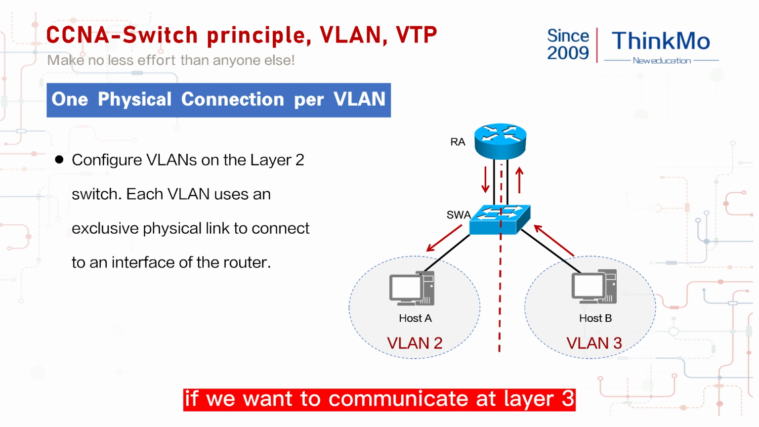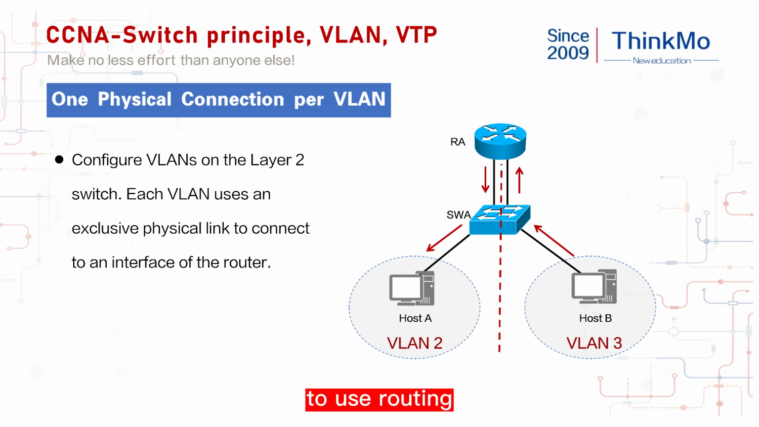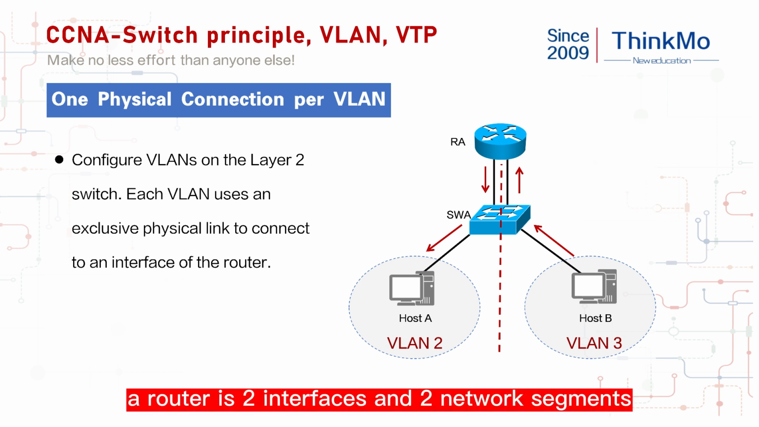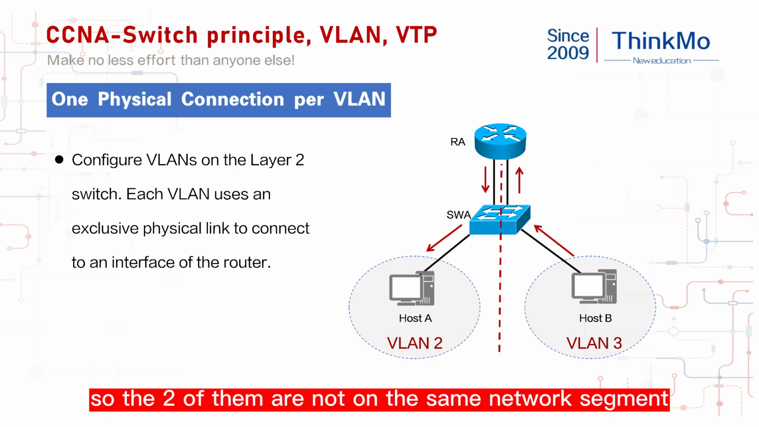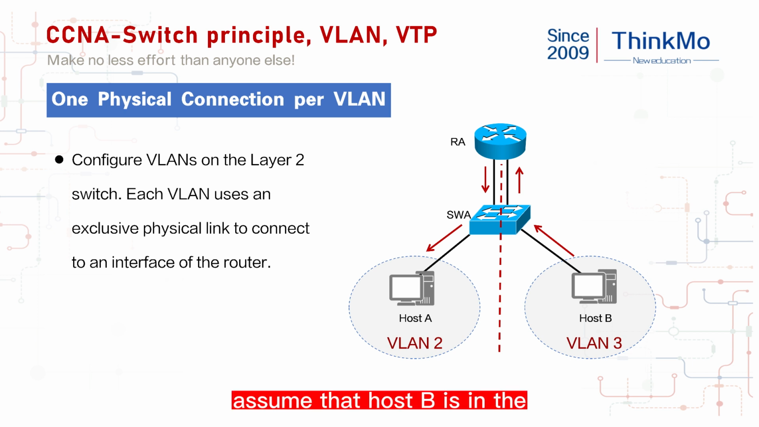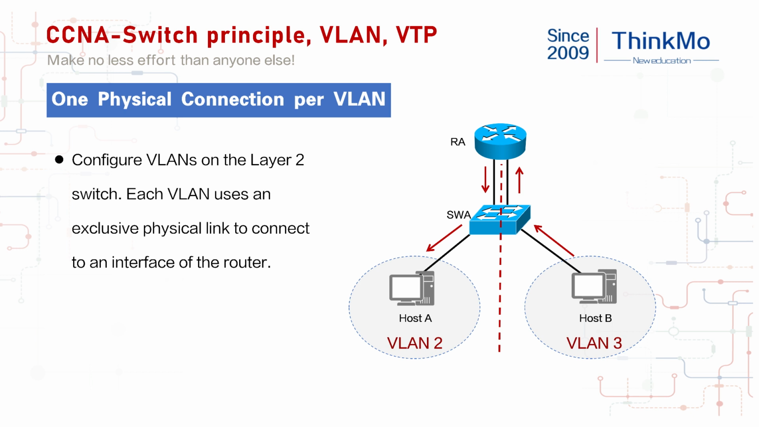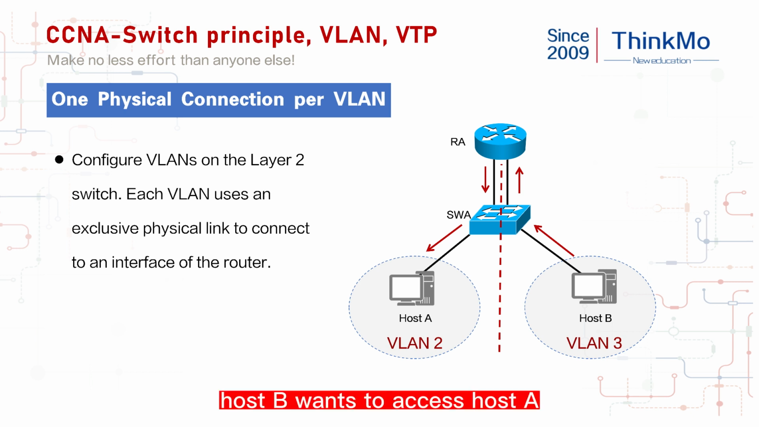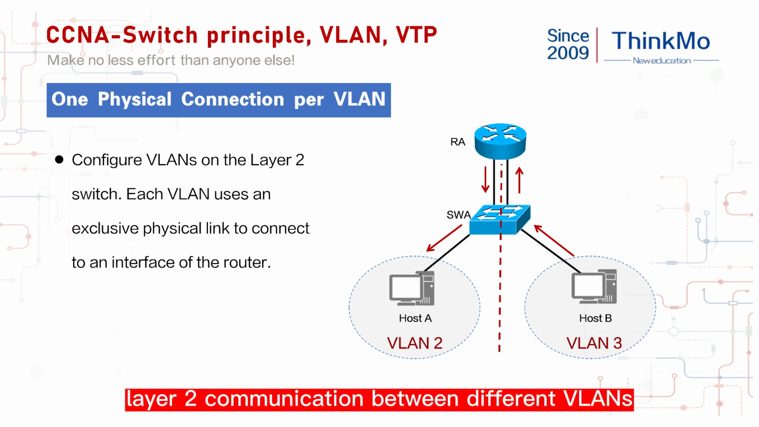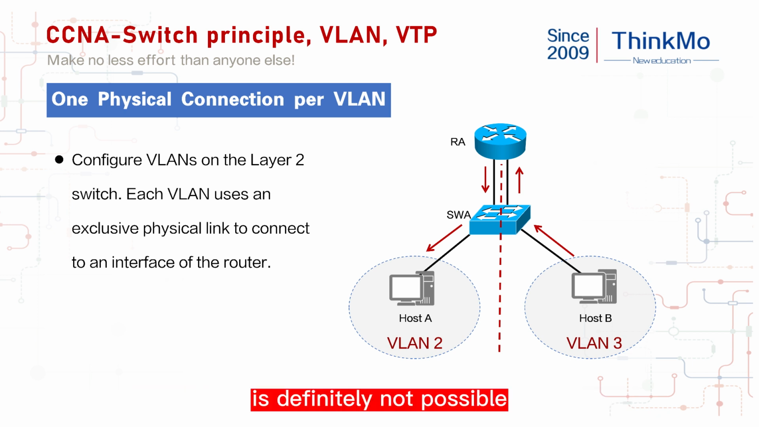If we want to communicate at layer 3, we have to use routing. A router has two interfaces and two network segments, so the two of them are not on the same network segment. Assume that host B is in the 1.0 network segment and host A is in the 2.0 network segment. Host B wants to access host A. Layer 2 communication between different VLANs is definitely not possible, so it has to go to layer 3. Layer 3 traffic must reach the router.